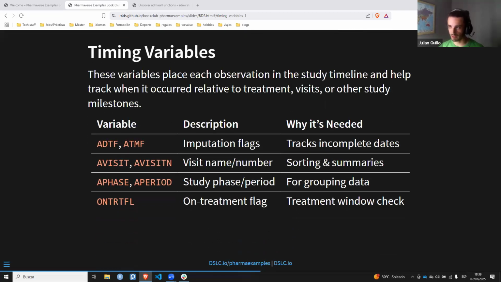Okay, we have some other ones like ADTF, ADMF. These are imputation flags, and these track some incomplete dates. We also have the visit name and a number to assign to this visit. We need this for sorting sometimes, or when we are doing summaries. We also have the phase or period of the study, also for grouping. And we have treatment flags.